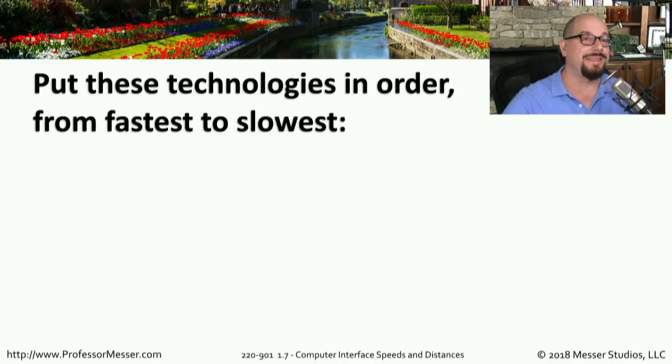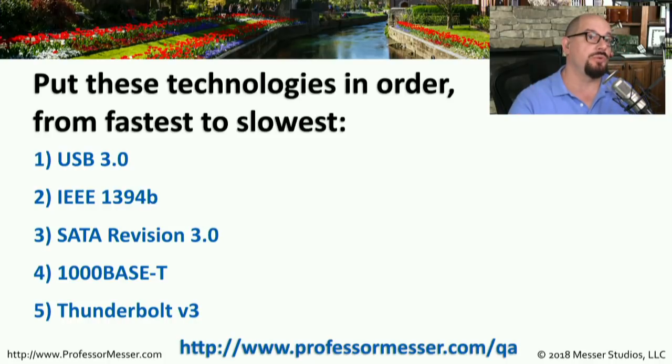The fastest one on this list, very quickly, let's review for the people who are on the podcast what the list was. Number 1 was USB 3.0. Number 2 is IEEE 1394B. Number 3 is SATA Revision 3.0. Number 4 is 1000 base T. Number 5, Thunderbolt V3. So now we can answer in the chat room, which one is the fastest?